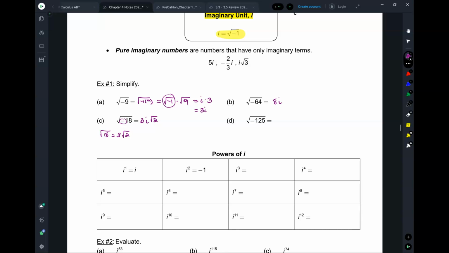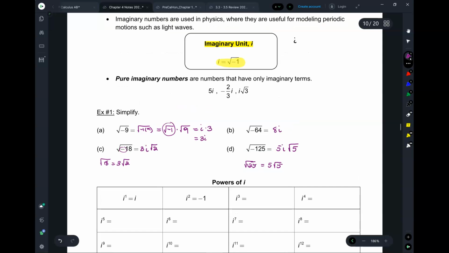It's convention, okay? So the square root of -125. The square root of 125 is 5 root 5, because it's 5 times 5 times 5. So it's 5 root 5. So what would this be? 5i root 5. Okay. So remember here I said i is the square root of -1.